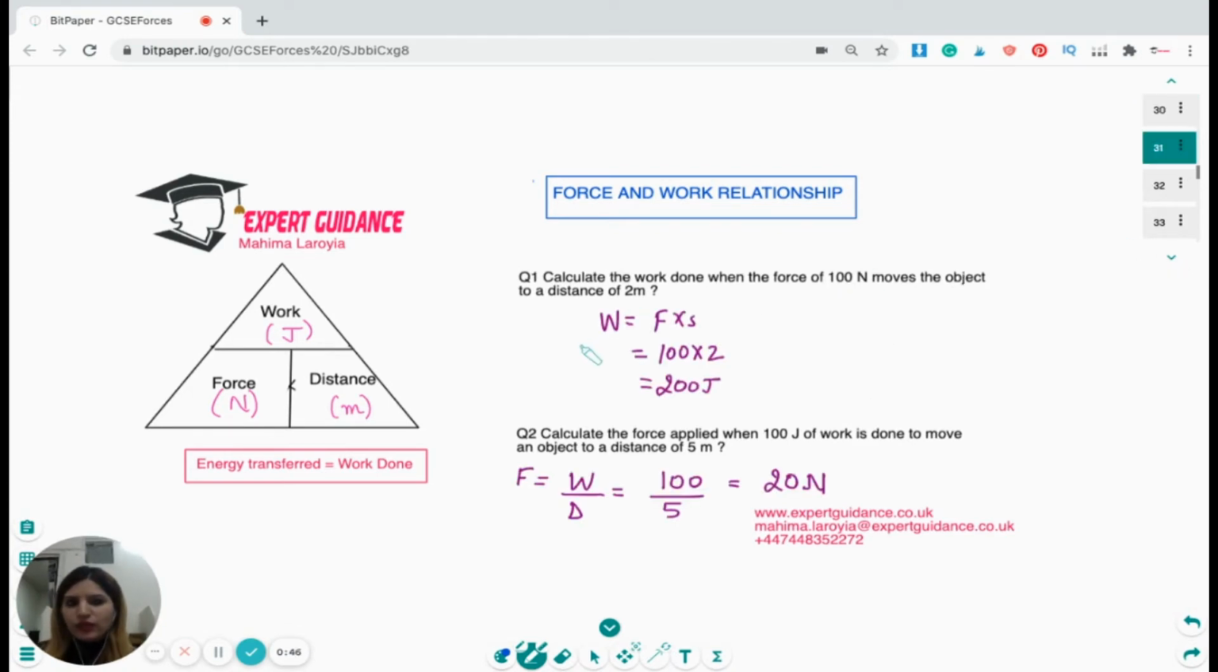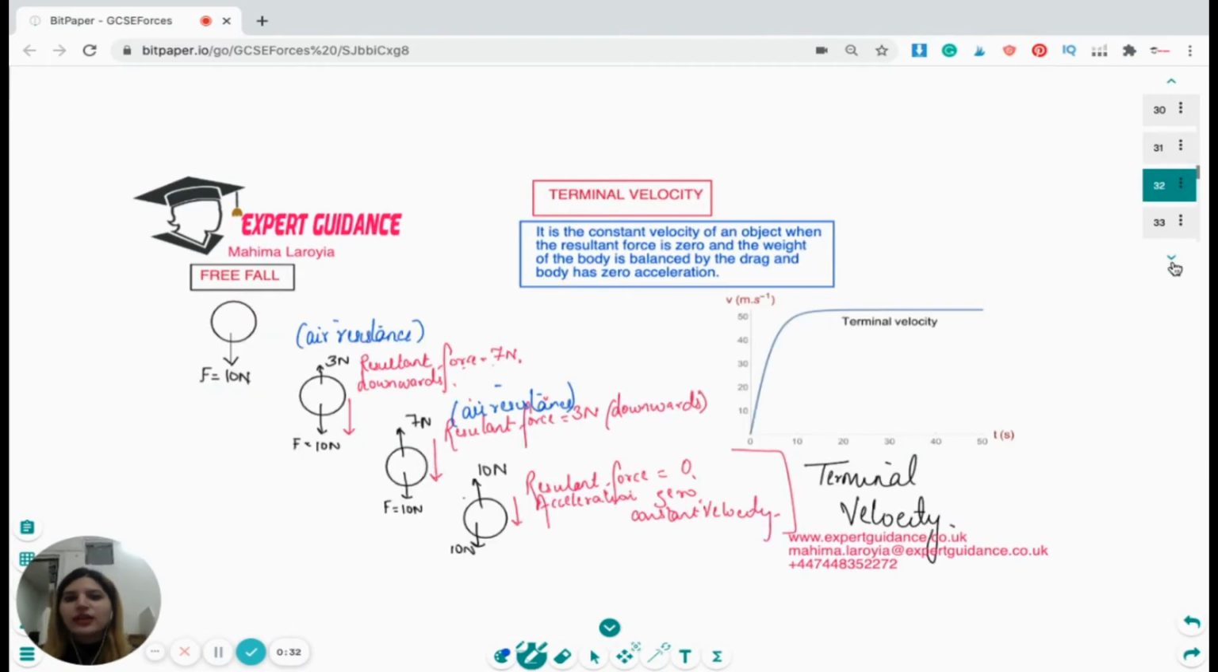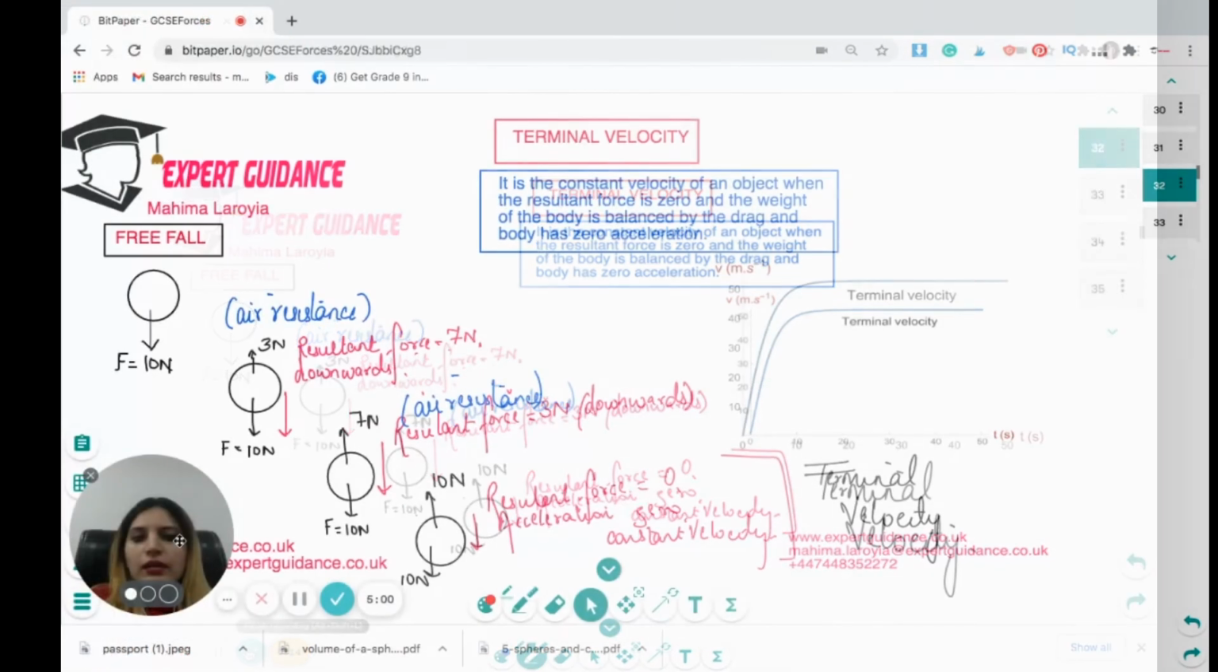For the first one, the work done will be force times distance, which is 100 times 2, which is 200 joules. For the second question, the force is work done over distance, which is 100 over 5, which is 20 newtons. Okay, so I hope this force and work relationship is clear to you, and what is the difference between the mass and the weight. And next we will be talking through the concept of terminal velocity, which is a very important concept. So have a look at it now.